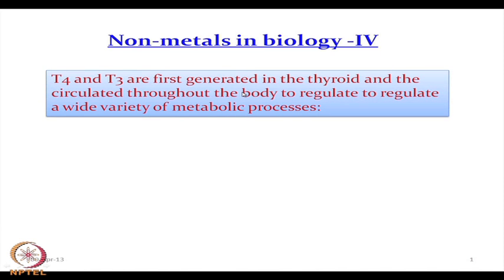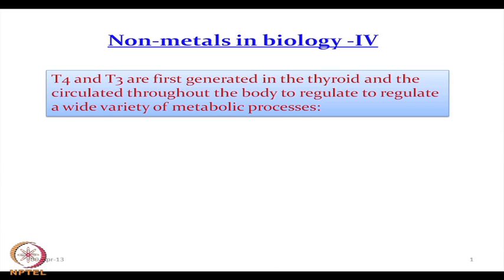So, first we will go back to the remaining part of nonmetals in biology in part 4, where we are talking about the T4 and T3 hormones, which are tetraiodothyronine and triiodothyronine. We have already seen that they are generated in the thyroid gland, circulated throughout the body, and regulate a wide variety of metabolic processes. So, they are basically required for some metabolic processes.